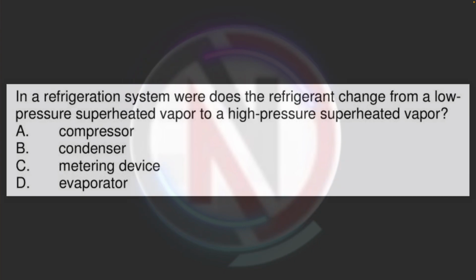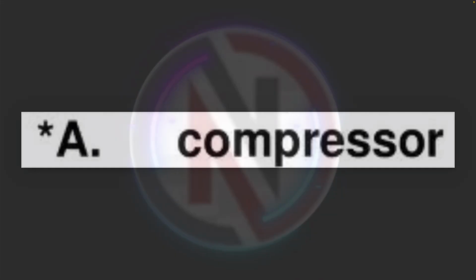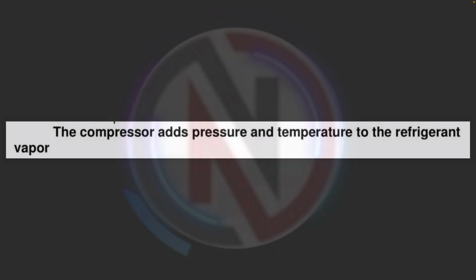A. Compressor. B. Condenser. C. Metering device. D. Evaporator. A, compressor. The compressor adds pressure and temperature to the refrigerant vapor.